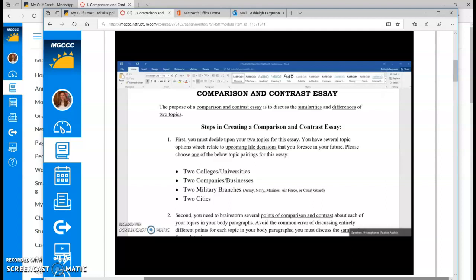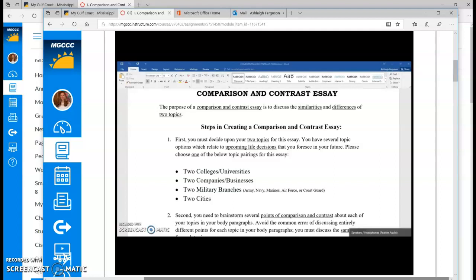You can compare and contrast 2 colleges or universities. You can compare and contrast 2 companies or businesses, or you can compare and contrast 2 military branches if you're considering service, which if you are, I thank you for your sacrifices and appreciate my freedoms because of them. And finally, you can compare and contrast 2 cities.